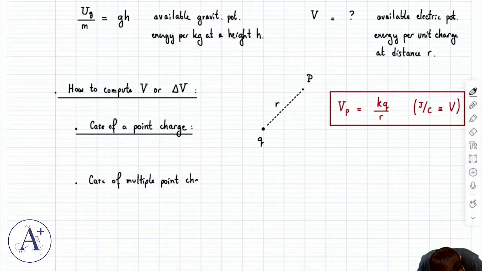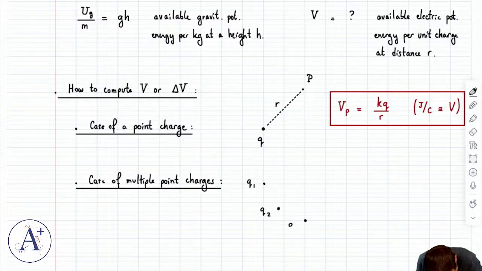point charges. Okay, so what happens if you have Q1, Q2, I'll just draw 3 because that's plenty, but you get the idea, right?